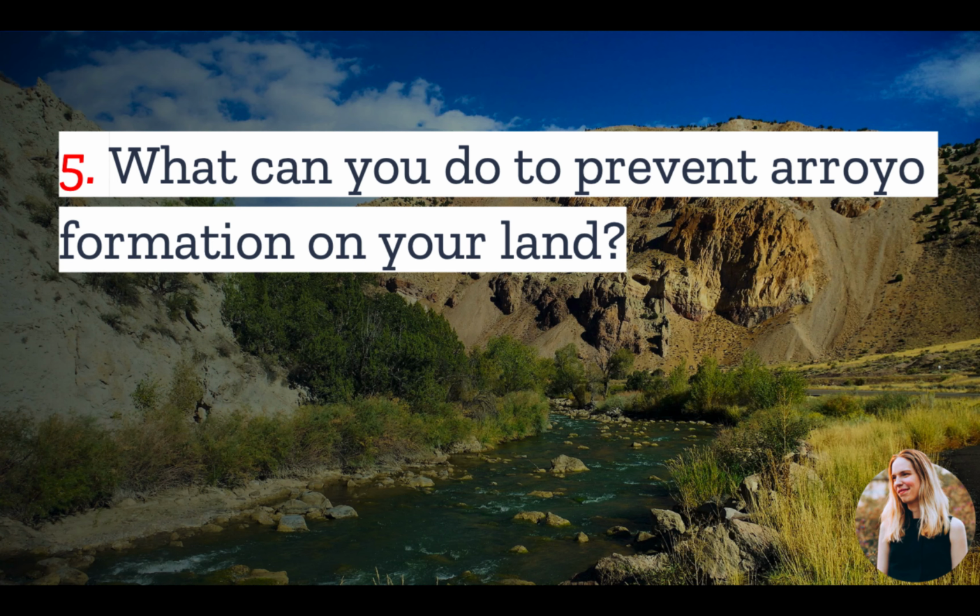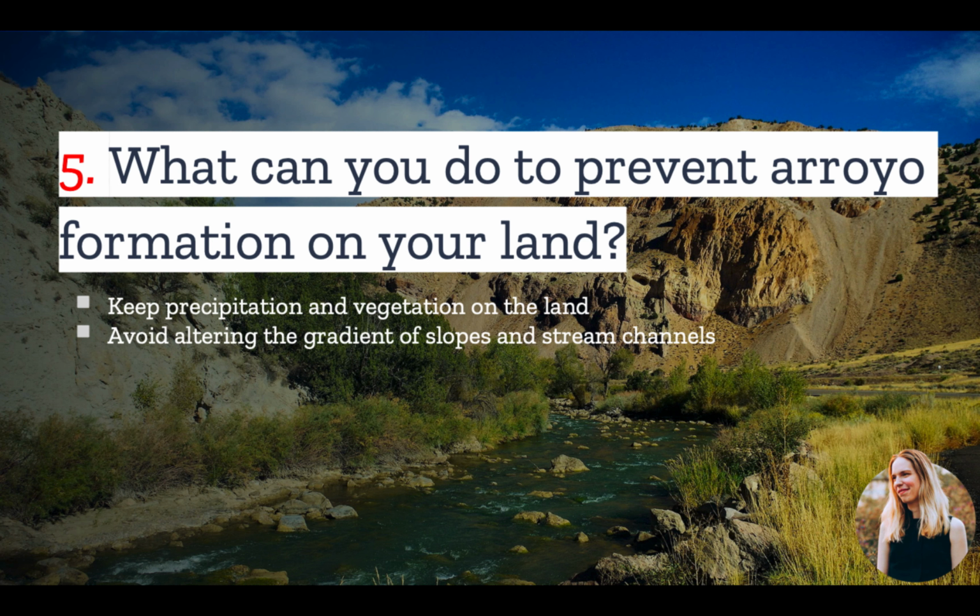And number 5. As a property owner, what can you do to prevent arroyo formation on your land? The most important thing you can do is keep as much precipitation and native vegetation on the land as possible. It's also important to avoid altering the terrain too much. In particular, don't alter the gradient of slopes and stream channels with soil removal. In a similar vein, avoid using check dams. While they temporarily trap sediment, they often worsen the problem of entrenchment and sediment in the long term.